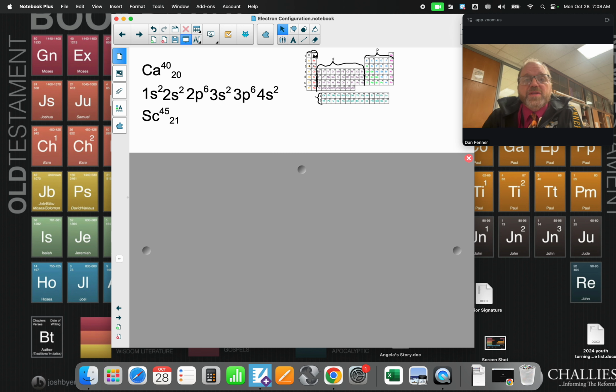Next, we're going to do scandium. Scandium is just on the other side of calcium, but remember, there's a little line here, so something's going to happen. So we start at the beginning again, hydrogen, helium. First energy level, s orbital, 2 of them, 1s2. Then boron through neon, that's second energy level, p orbital.